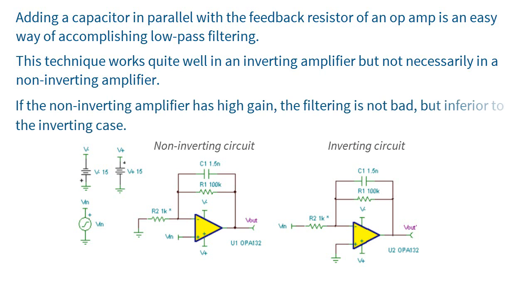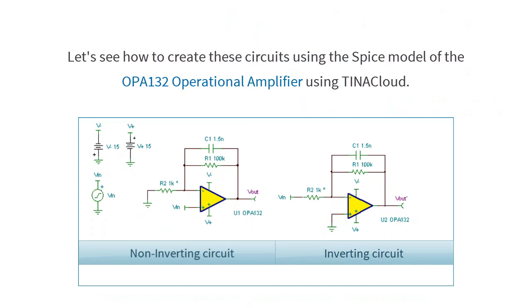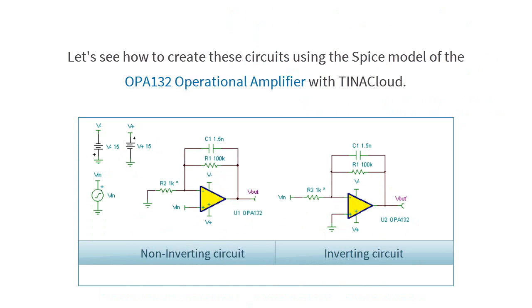If the non-inverting amplifier has high gain, the filtering is not bad, but inferior to the inverting case. We will illustrate the above by creating and analyzing both circuits. Let's see how to create these circuits using the SPICE model of the OPA132 operational amplifier using TINACloud.